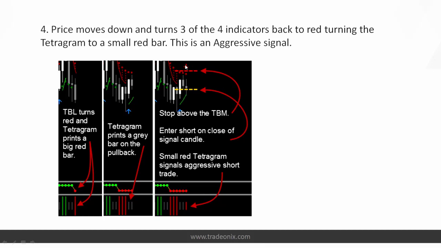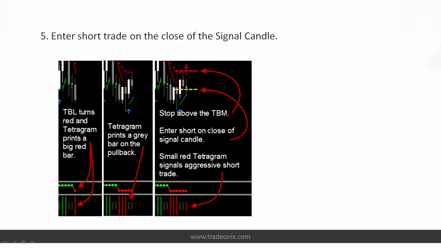We get the switch that changes. And at this point, the TBS is still underneath the price, but we have the switch, the TBM, and the TBL in agreement. Those 3 indicators give us the small red bar. This is an aggressive trade entry signal. Enter short trade on the close of the signal candle. So on that same candle, we can go short when it closes.